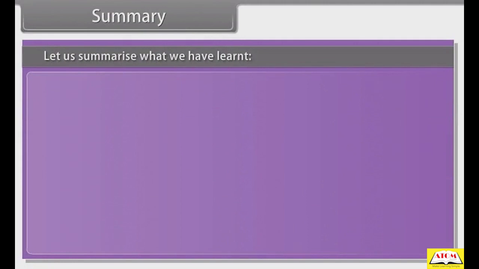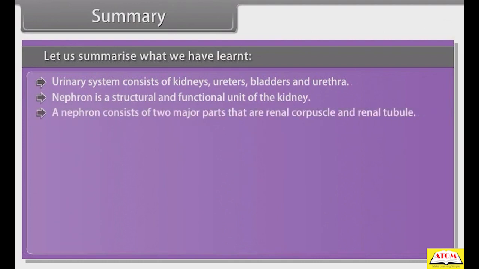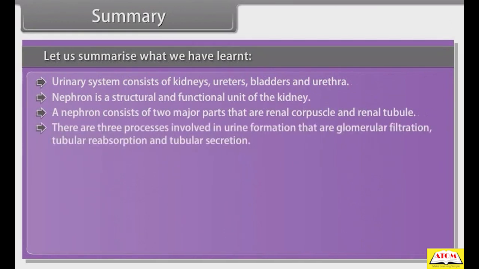Summary. Let us summarize what we have learned. Urinary system consists of kidneys, ureters, bladder and urethra. Nephron is a structural and functional unit of the kidney. A nephron consists of 2 major parts, that are renal corpuscle and renal tubule. There are 3 processes involved in urine formation, that are glomerular filtration, tubular reabsorption and tubular secretion.